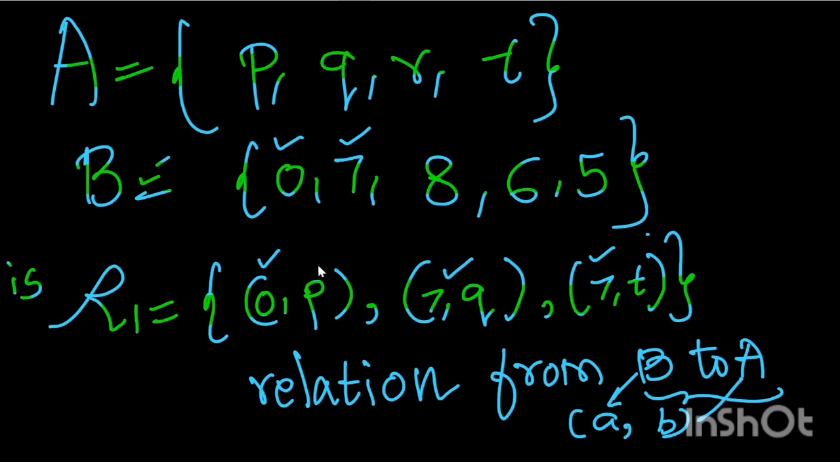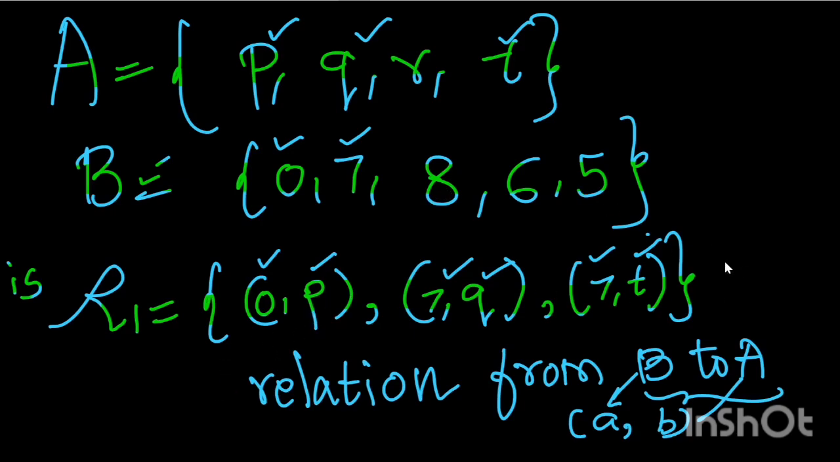Now the second element should belong to which set? The second elements are P, Q and T. So P, Q and T, they belong to set A. So yes, we can say that R1 will be a subset of B cross A, guys.